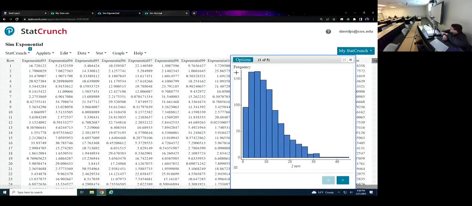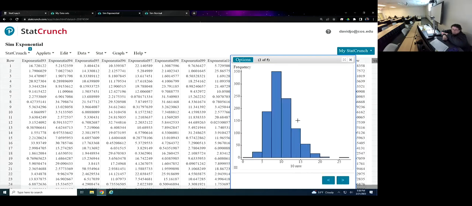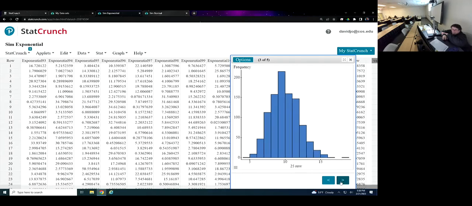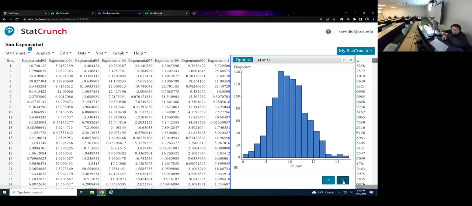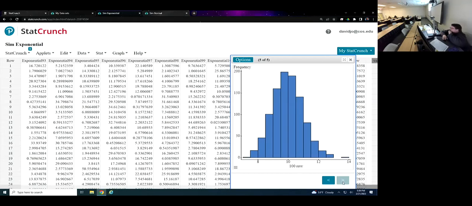Well, it's still spiked over to the left, but it's starting to shift a little bit to the right. This was n equals 2. When I do n equals 10, now it's getting to be a little bit more bell-shaped. It's still skewed right. There's a tail over here. N equals 25. Now more bell-shaped, but still a little bit over here. N equals 50, and n equals 100.